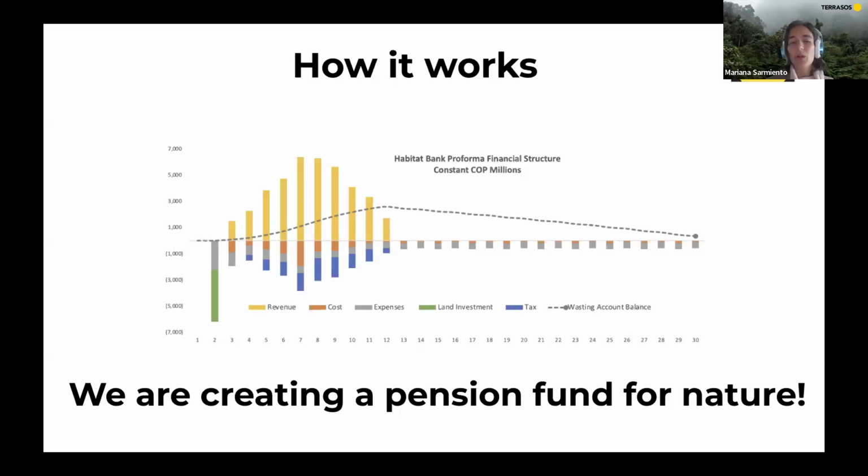In other words, it works very similar to your pension fund, right? We all go to work, we get paid, and a percentage of our wage goes to our pension fund. It's the same principle. So at the end of the day, what you're doing by buying a TEBU is creating a pension fund for nature. And that's the invitation today.